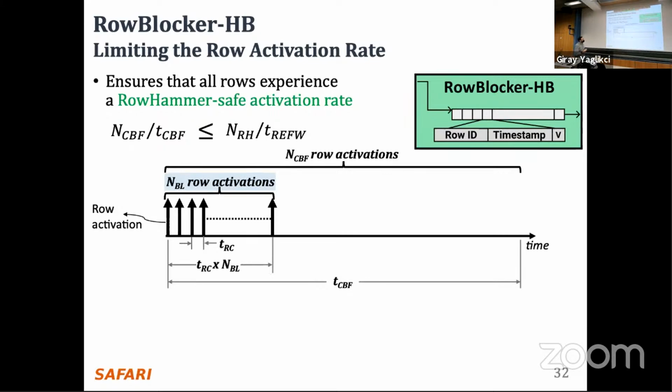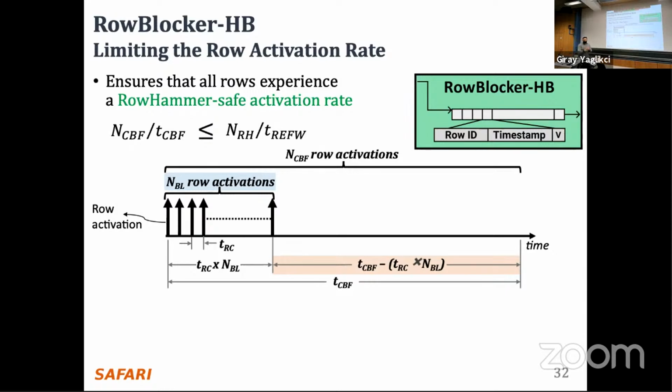So to reach the blacklisting threshold, NBL, the shortest time we can reach this threshold is tRC times NBL. And when we reach NBL row activations, after this point until the end of this time window, we have this much time: tCBF minus tRC times NBL. As I showed in the previous slide, after this point, we basically blacklist the row.